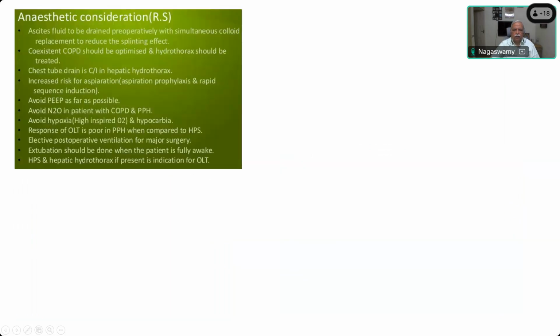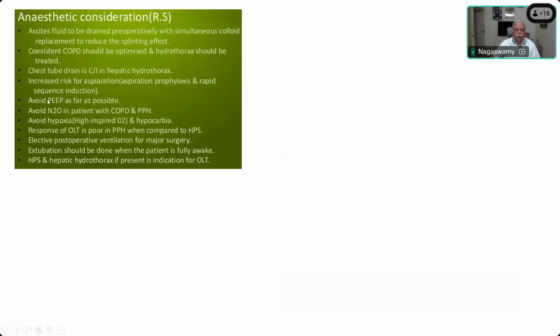Now, anesthetic consideration system-wise. Instead of narrating all the pathologies, I thought you will be able to correlate more easily with the anesthetic consideration system-wise. So the ascites fluid should be drained as said earlier, and colloid replacement can be simultaneously given to reduce the intravascular volume depletion. And coexisting COPD should be optimized. And if there is hydrothorax, you have to remove that, which we all saw.